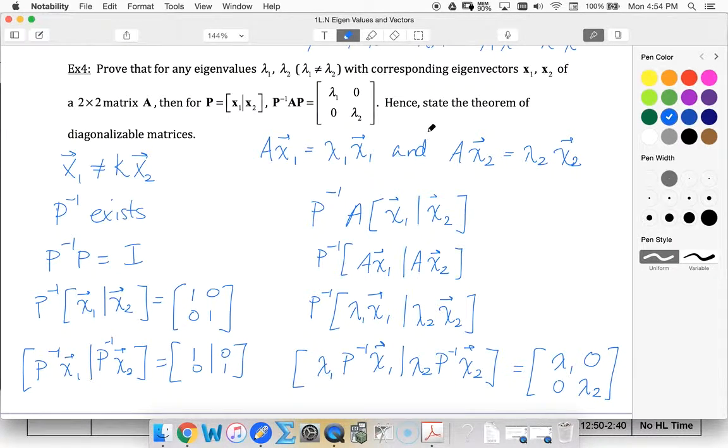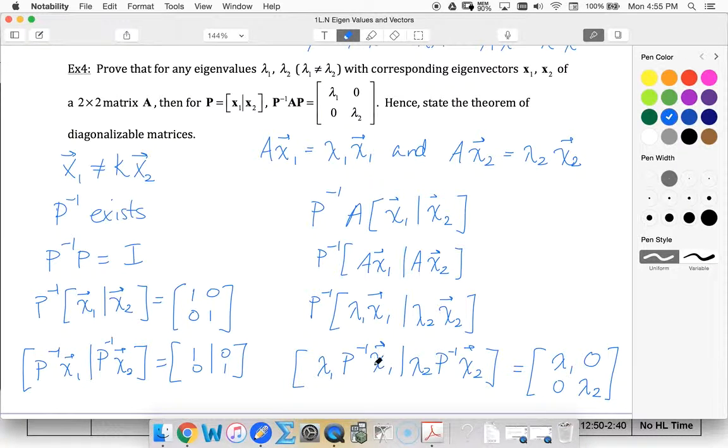Okay, so this is the theorem of turning matrices into diagonal matrices. So if I have a matrix A that has two unique eigenvalues, then I can write down matrix P with those eigenvectors, find P inverse, and the result is going to be a diagonal matrix, so values only on the diagonal, and the rest of the values are 0.